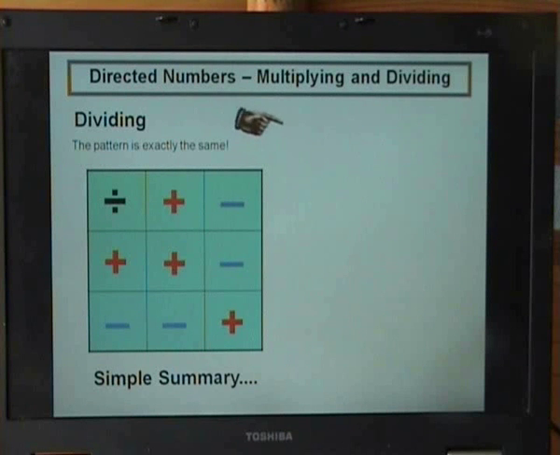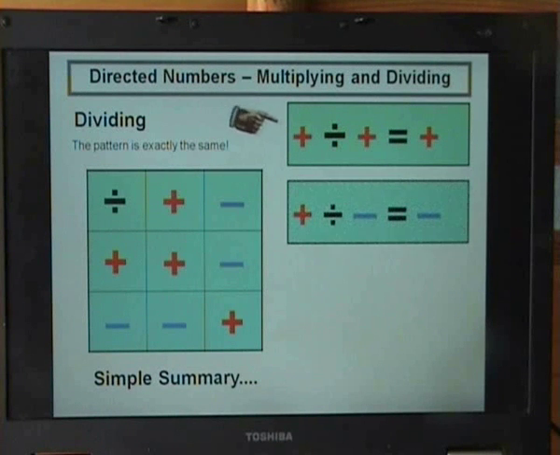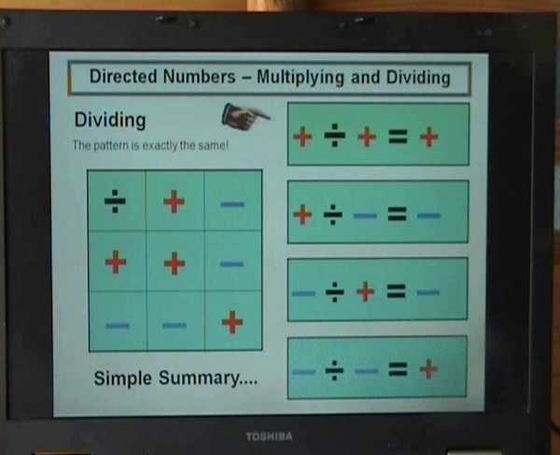Simple summary again, identical to multiplying. Positive number divided by a positive number is a positive number. Positive number divided by a negative number is a negative number. Negative divided by positive is negative. And to complete the pattern, a negative divided by a negative is a positive.